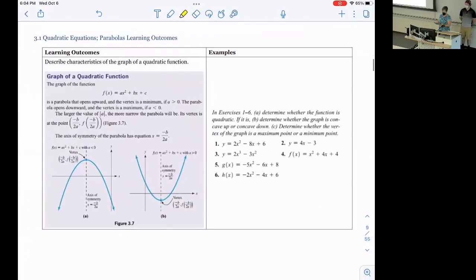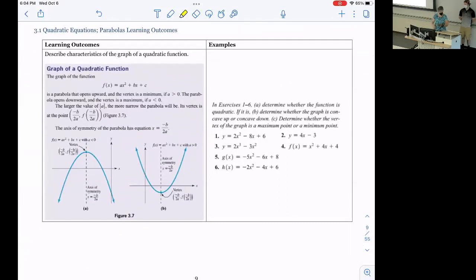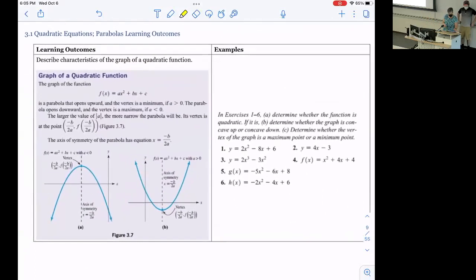We will start with section 3.1, looking at these learning outcomes. And so in some cases, I've added some notes to these.